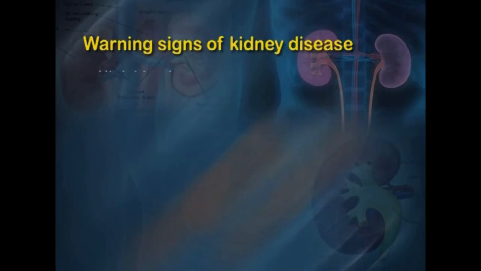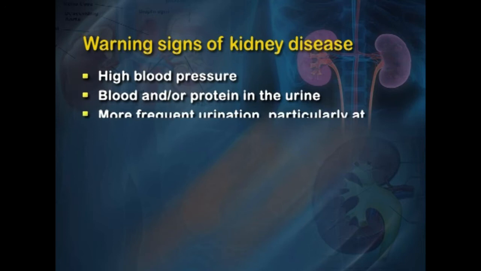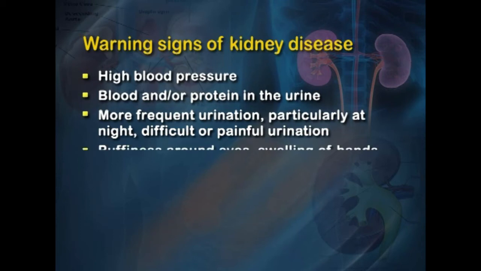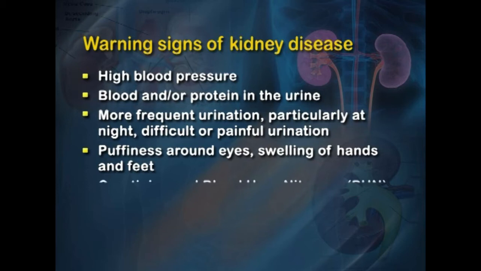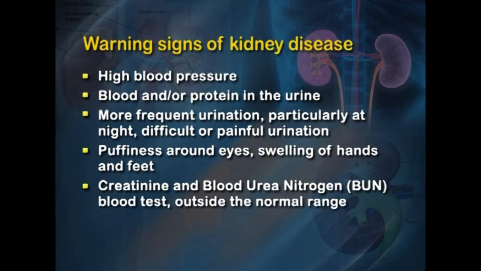So here are some of the signs and symptoms that an individual should be careful about. Elevated blood pressure. Of course, elevated blood pressure can be associated with cardiac disorders also, but it is also a major sign when kidney disorders are concerned. There can be presence of blood and or protein in the urine. There is frequent urination, particularly at night, and the urination can be difficult or painful too. There is water retention, and that is why there can be puffiness around the eyes, swelling of hands and feet, what is typically seen as edema.